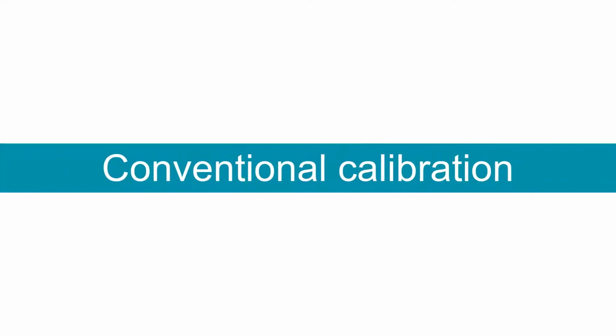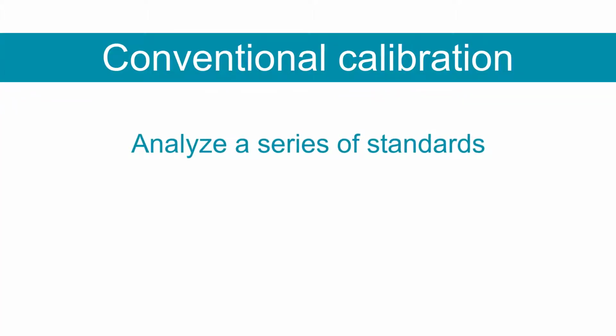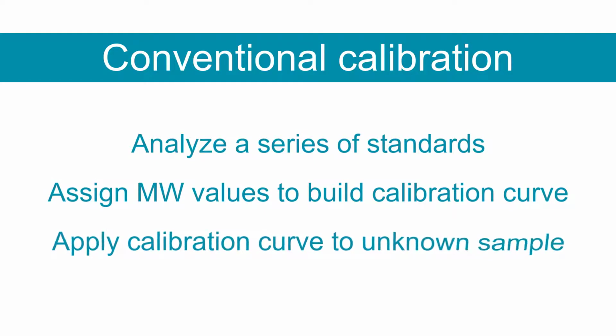To recap, the conventional calibration analysis process is as follows. Analyze a series of standards, assign molecular weights to build a calibration curve, and apply the calibration curve to an unknown sample.